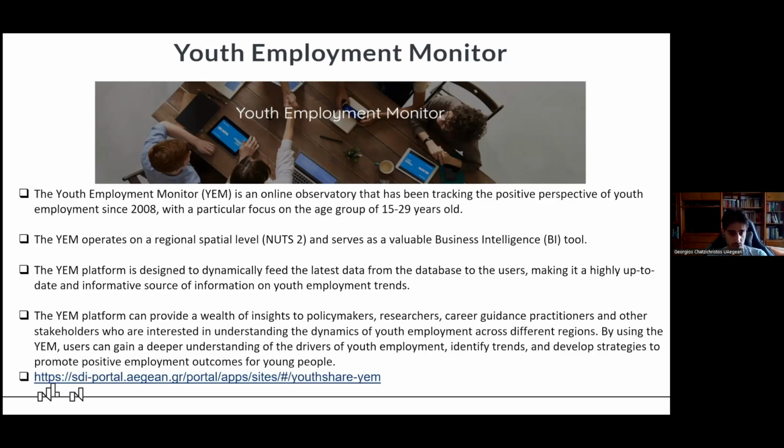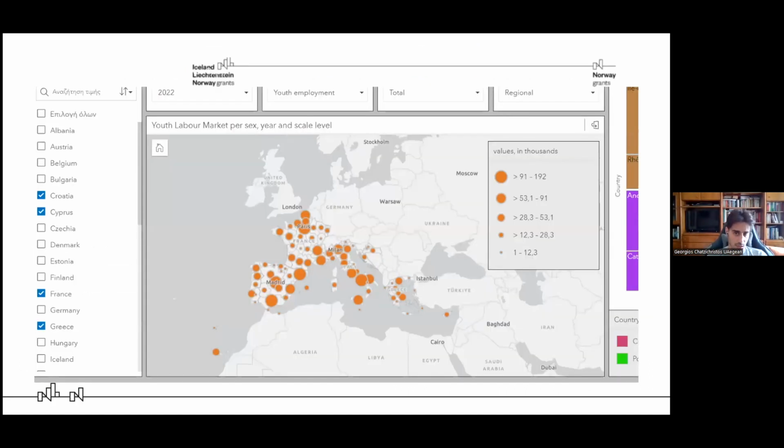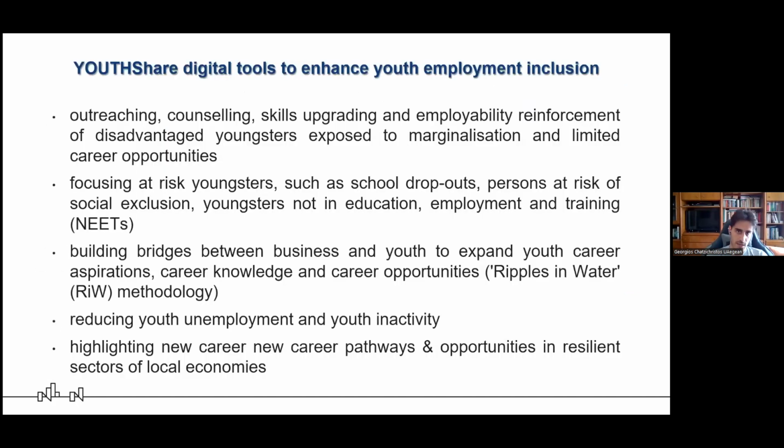And I also give you here the link of the Youth Employment Monitor. This is how it looks right now. As I said, it's a dynamic tool, so we update it and we try to include as much data as possible. And I can now give the screen to Fotini in order to present some of the other interventions that we try to develop and we develop through our research program, the YOUTHshare program.